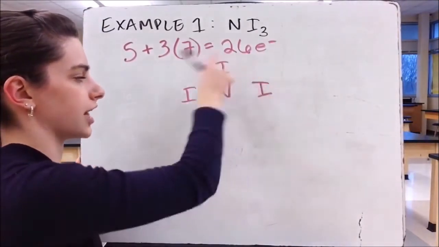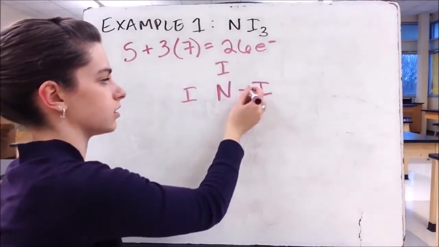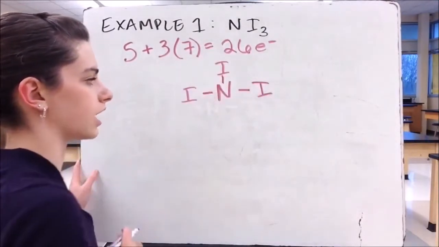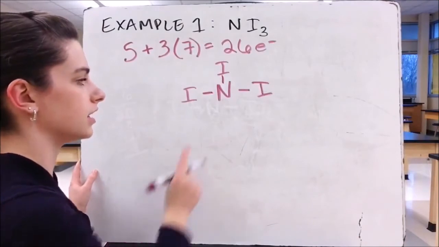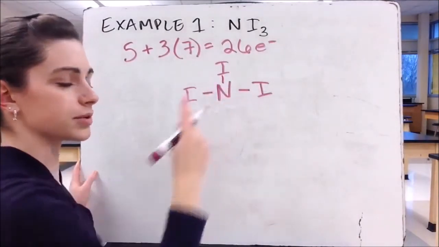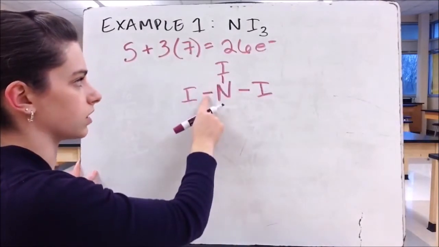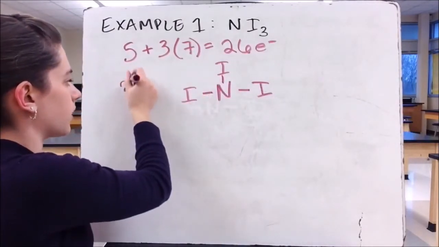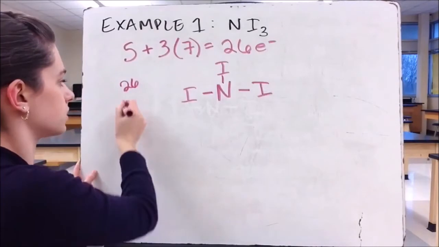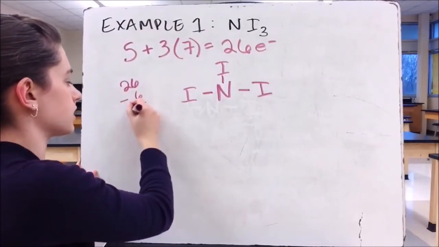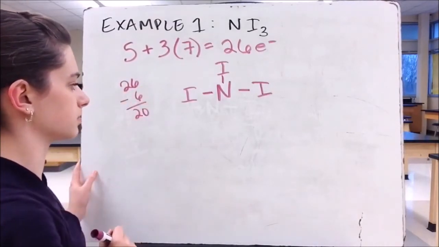Now, once we've arranged them, we're going to connect each with single bonds. So we're just going to draw single lines to represent the bonds. Now, each of these bonds represents 2 electrons, so we've already used 6 of our total electrons. So I'm going to keep a running total over here on the side. I started with 26. I've used 6, and so now I'm down to 20.